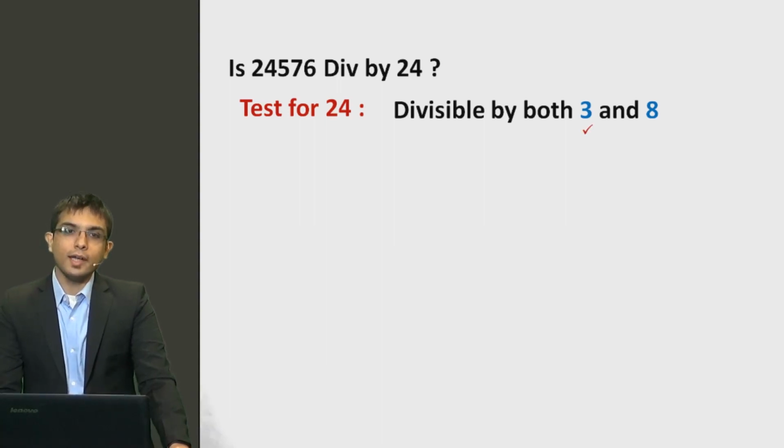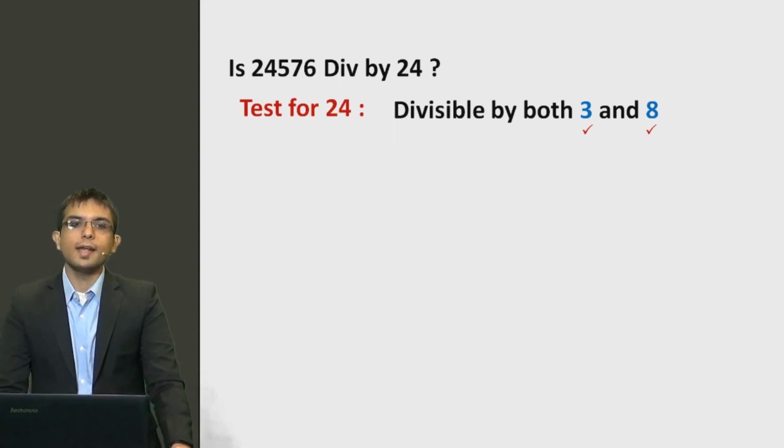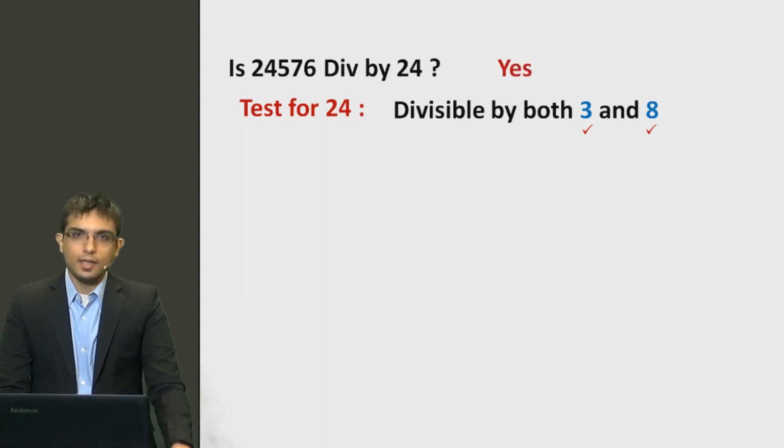That's why this number is divisible by 3. And if you talk about 8, you have to check the last 3 digits, which is 576. Is it divisible by 8? Yes, it is divisible by 8. That means this number is divisible by both 3 and 8. And if a number is divisible by both 3 and 8, it must be divisible by 24. So answer is yes, it is divisible by 24.